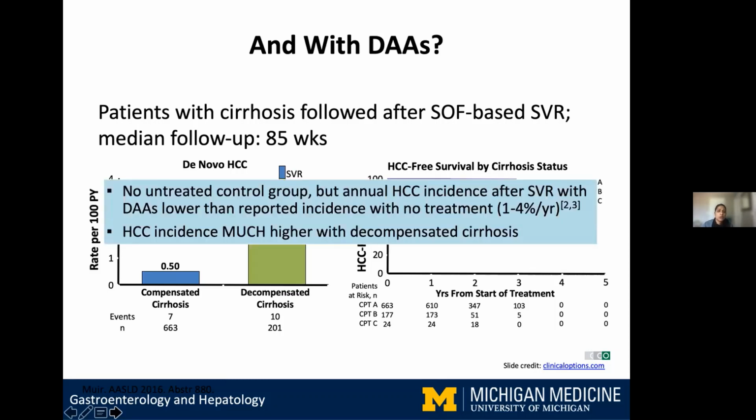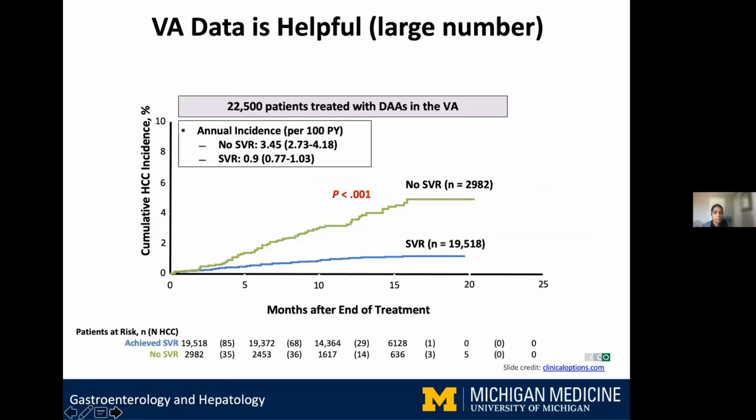There's no untreated control group here, but the annual liver cancer incidence after cure with DAAs is lower than reported incidence with no treatment. Liver cancer incidence is much higher with decompensated cirrhosis. So you can see how achieving a cure and not achieving a cure are linked to long-term outcomes when we're talking about liver function, decompensation of cirrhosis, and development of liver cancer risk.